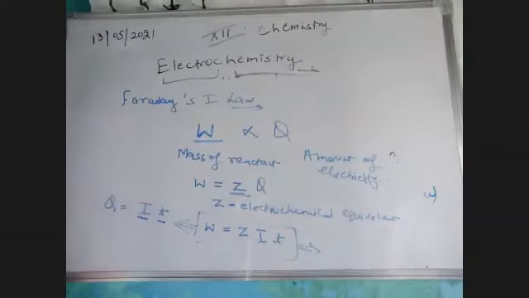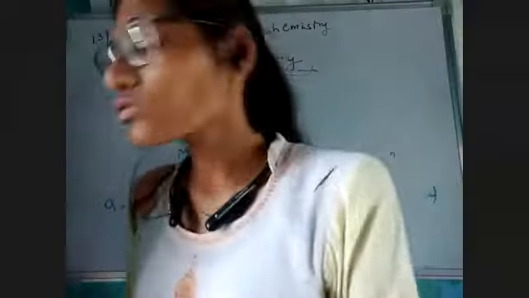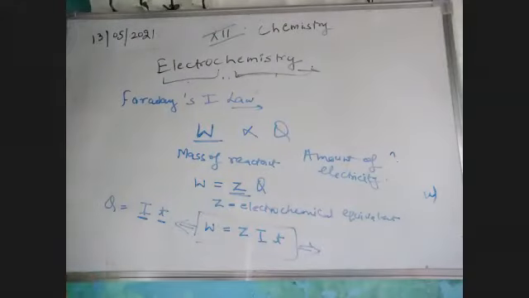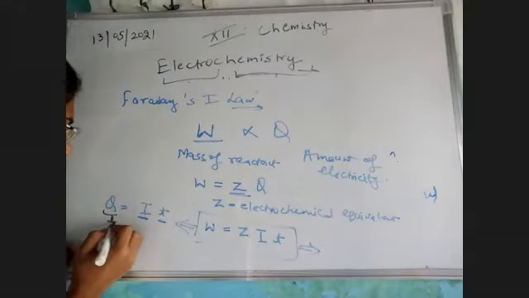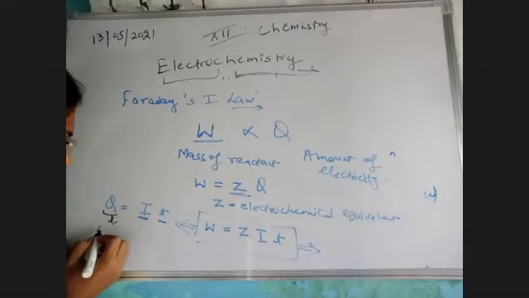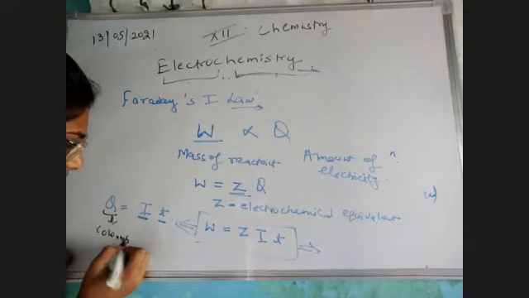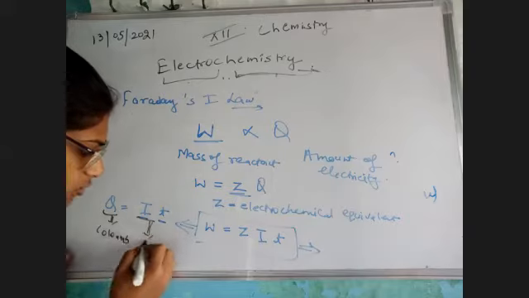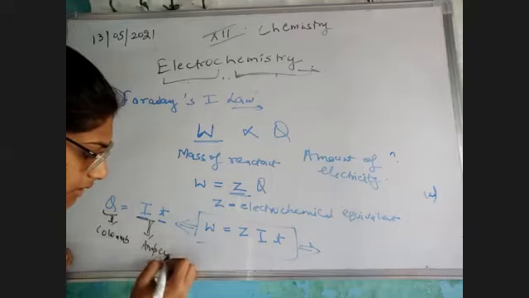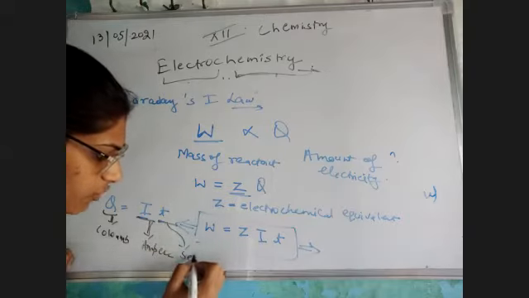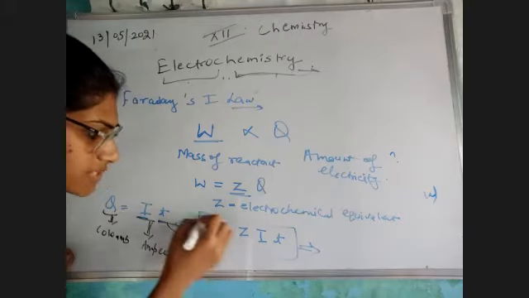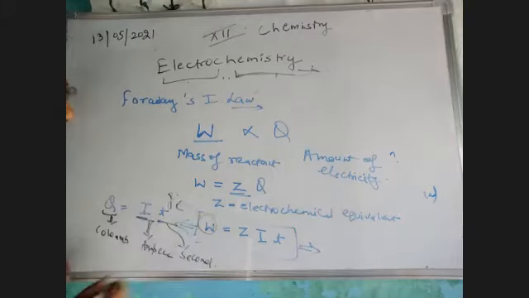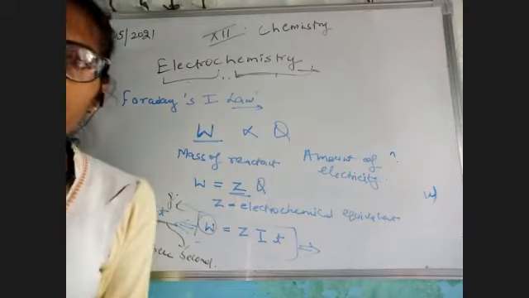Okay. So W is equal to ZIT, where I is current and T is time. If I want to define this in terms of units, what would I say? Q is in Coulomb, as it is electricity. I is current, so it is in ampere, and T is time, so it is in second. W is mass, so it will be in gram. So W is equal to ZIT.